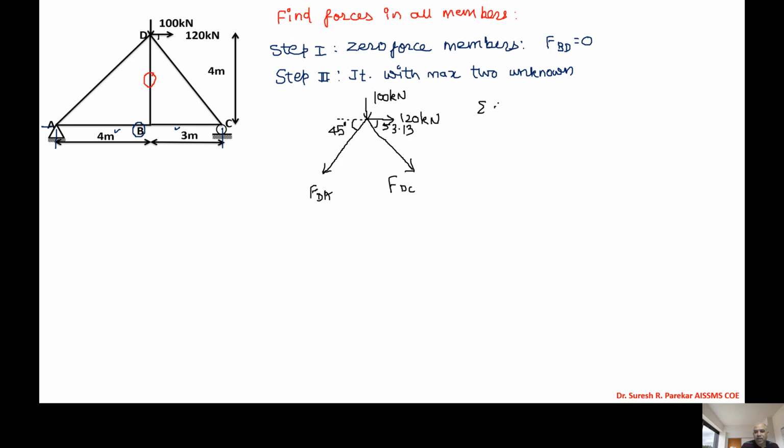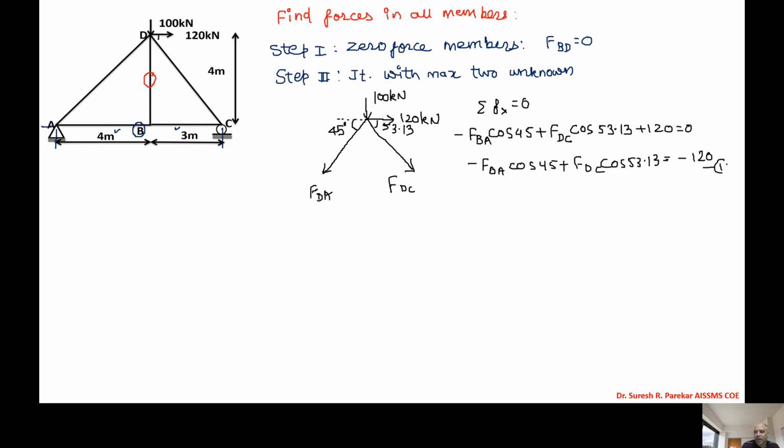Now we apply summation Fx equal to 0. So we have minus FDA cos 45 plus FDC cos 53.13 plus 120 equal to 0. From this we get minus FDA cos 45 plus FDC cos 53.13 equals minus 120, which is equation 1.